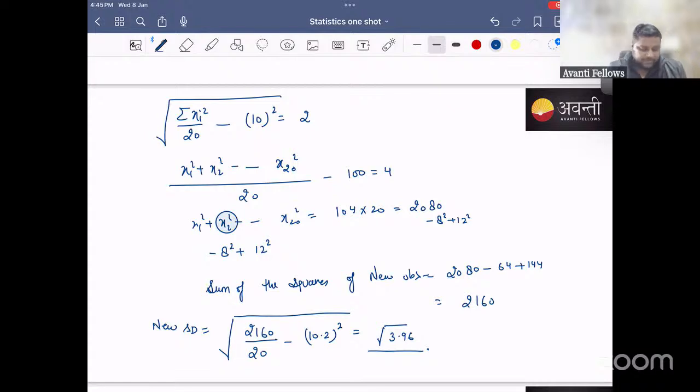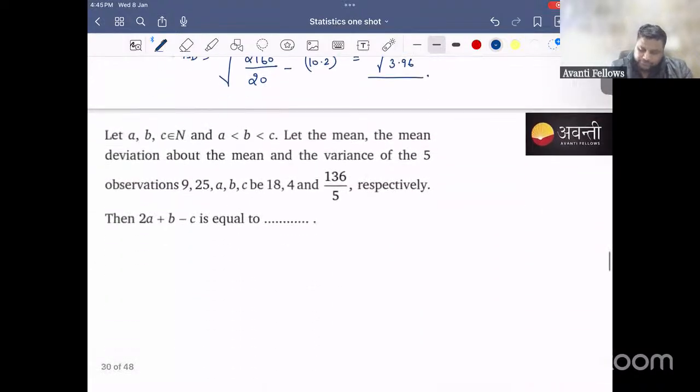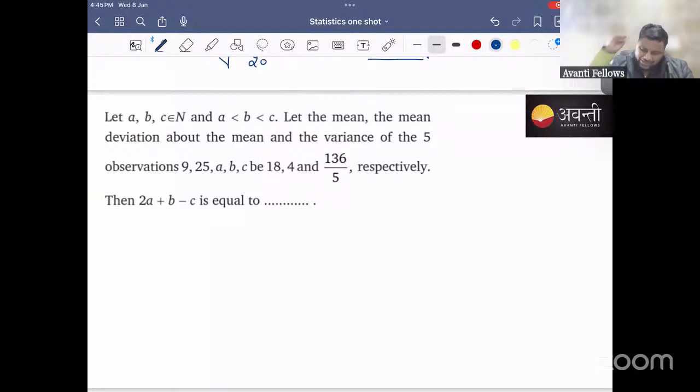Am I clear? Now let's do another question. Let A, B, C belong to natural numbers and A is less than B less than C. Let the mean, the mean deviation about the mean, and the variance of the 5 observations 9, 25, A, B, C be 18, 4 and 136 upon 5 respectively. Then find the value of 2A plus B minus C.